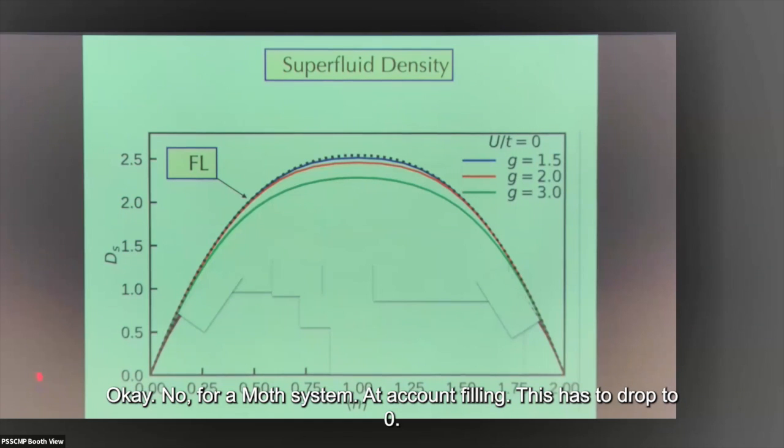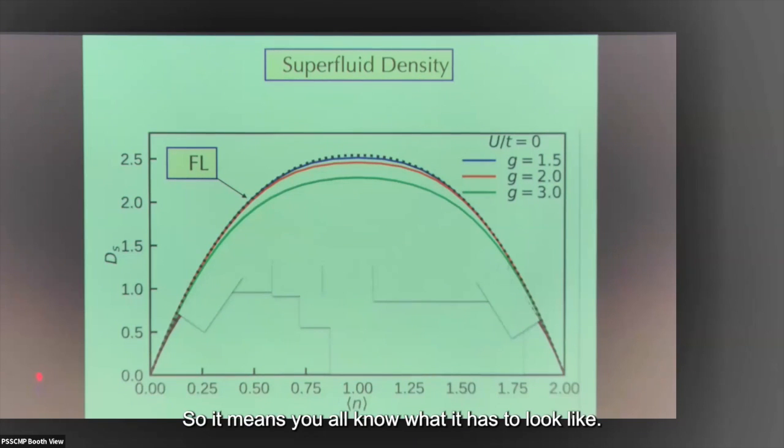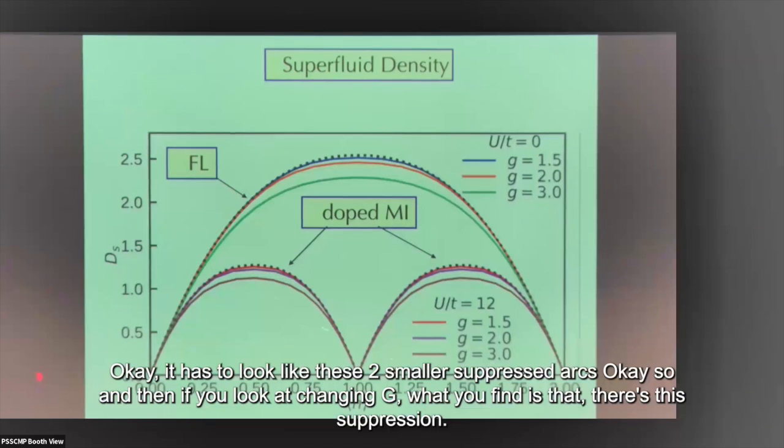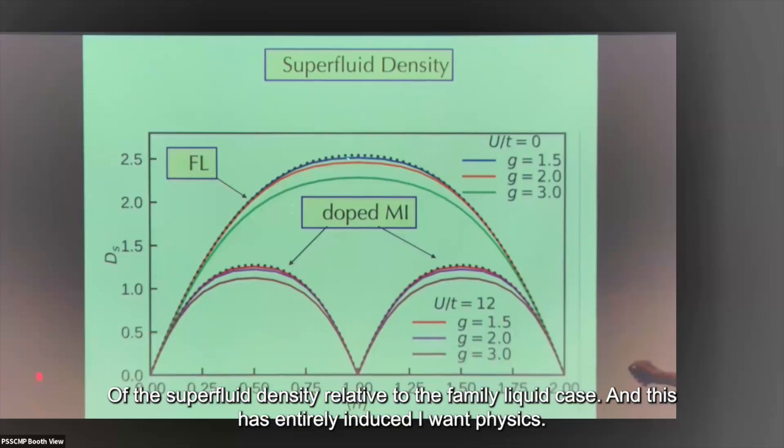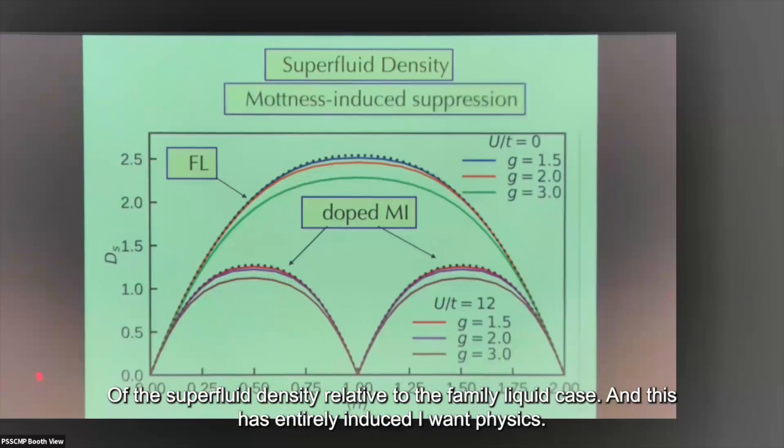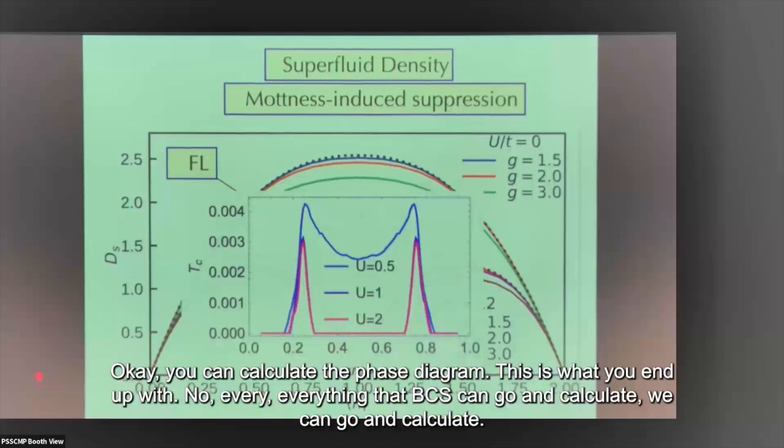Now, for a Mott system at half filling, this has to drop to 0. Which means you all know what it has to look like. Okay, it has to look like these two smaller suppressed arcs. And then if you look at changing g, what you find is that there's a suppression of the superfluid density relative to the Fermi liquid case, and this is entirely induced by Mott physics. Okay, you can calculate the phase diagram. This is what you end up with.